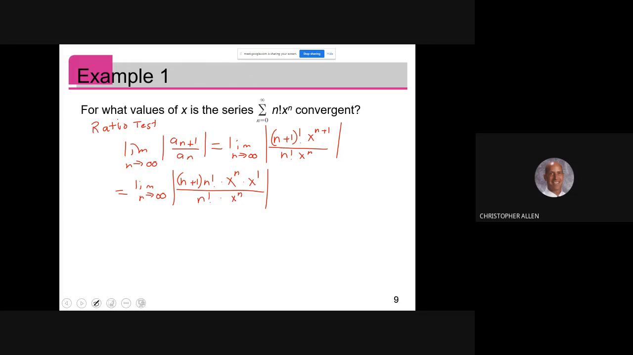In fact, let's just go ahead and do it. The limit as n goes to infinity. And now we're going to mark out, well, let's see here, n factorial and n factorial cancel. x to the n and x to the n cancel. So that leaves us with the following: n plus 1 times x.